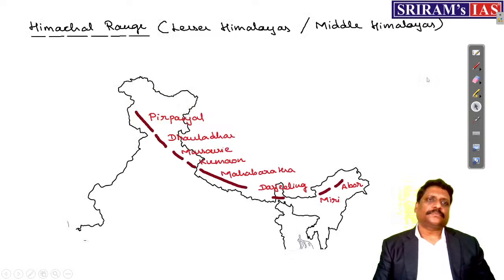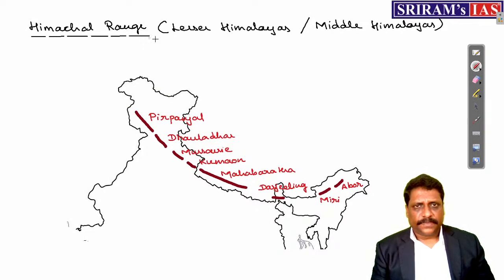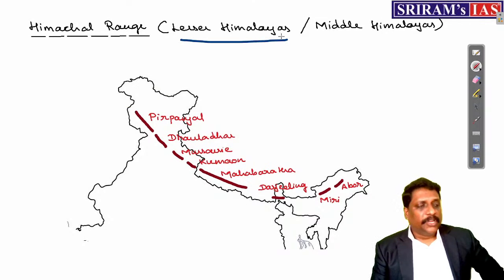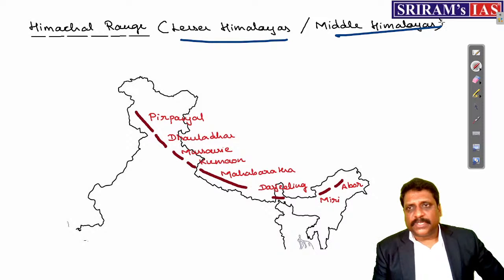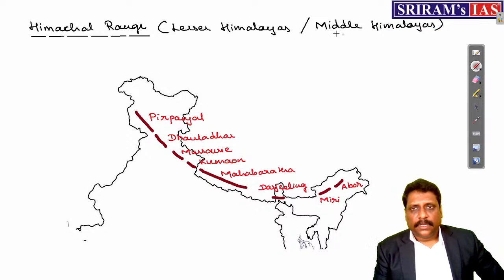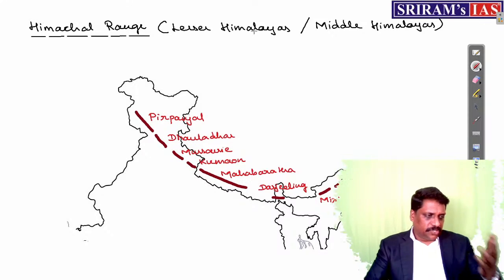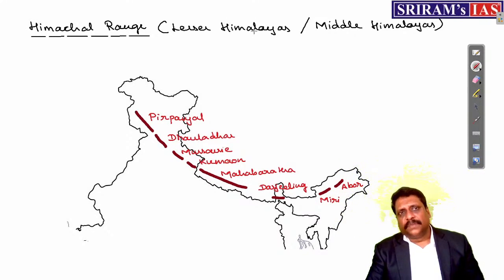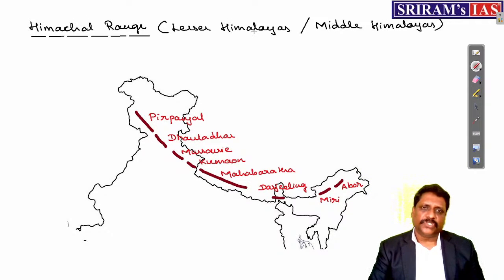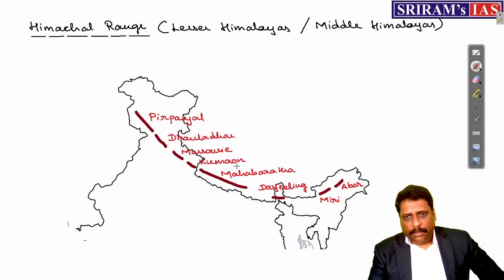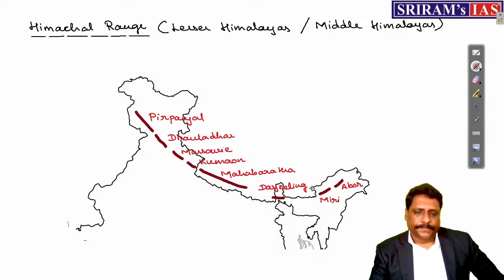Now coming to the Himachal range. See, this Himachal range, either you call them as what? Lesser Himalayas, or you call them as what? Middle Himalayas. Lesser Himalayas or Middle Himalayas. This is a series of 8 mountains taken together. Collectively, you call them as what? Himachal range. Pir Panjal, Dauladhar, Mussoorie, Kumaon, Mahabharata, Darjeeling, Mirianamar.